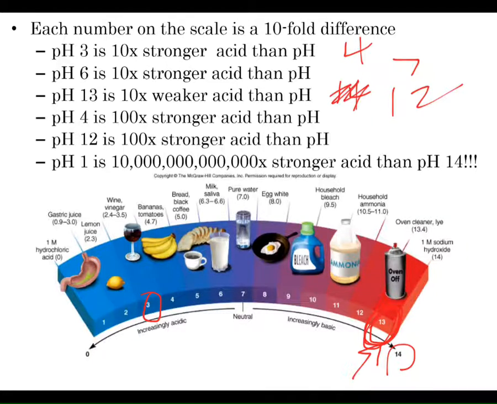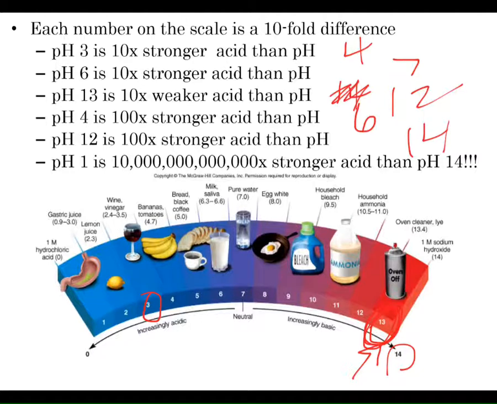Okay, so with that in mind, same idea, logarithmic scale. So pH of 4 is 100 times stronger acid than 6, right? pH 6, two numbers, right? 100 times, 4 is a stronger acid than 6 by 100 times. So we're beginning to see that just a little bit of change in pH is a rather significant change in H+, isn't it? pH 12 is 100 times stronger acid, aka weaker base, than pH 14.